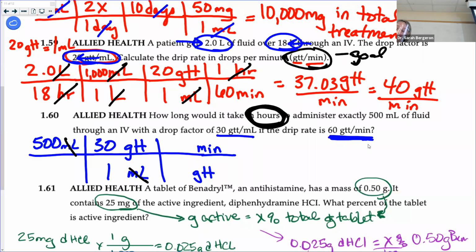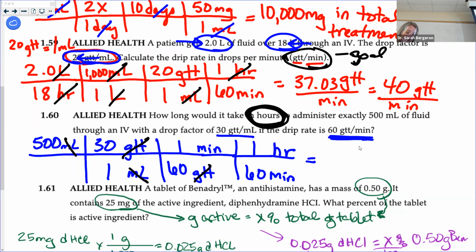I know my relationship here. So I have 60 GTT in 1 minute. So what cancels? GTT, I'm in minutes. Is that what I want to be in? No. So minutes goes on the bottom. What goes on the top? Hours. How many minutes in 1 hour? Okay. What do you get?